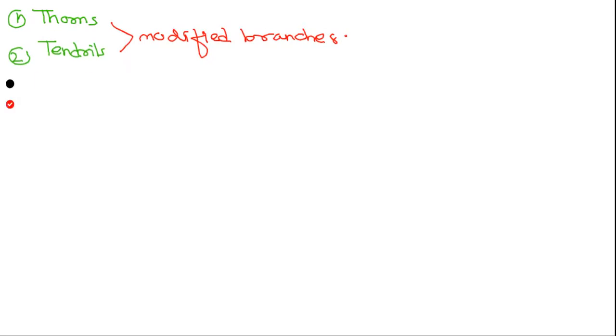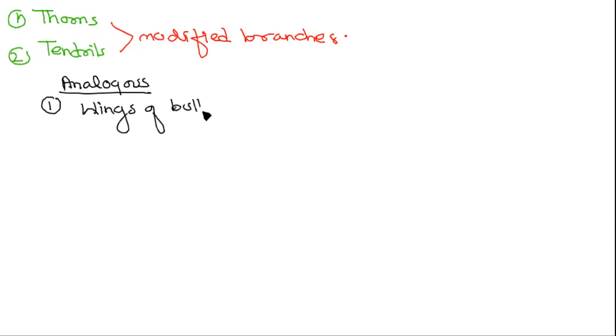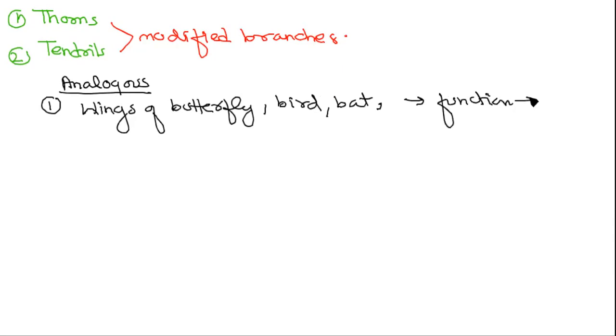On the other hand, analogous organs, although different in structure, perform the same function. Hope you know the wings of a butterfly. You must have seen a butterfly. Wings of butterfly, bird, bat. Don't you think so? All are different, but their function is the same. Function is flight only, right?